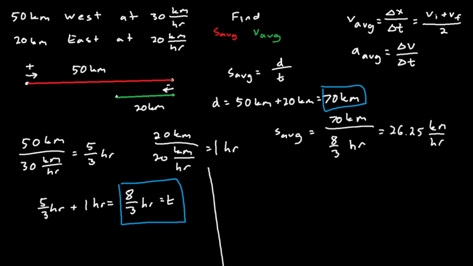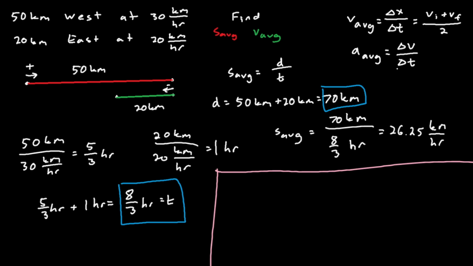Now, what if you were to solve for average velocity? Well, average velocity is different. You track change in position. Oh my god, I keep saying the wrong thing. Change in position. So your change in position is just 30 kilometers. And let me explain why. If you traveled 50 kilometers west and 20 kilometers back east, you just end up at this point, and this point is just at 30 kilometers.